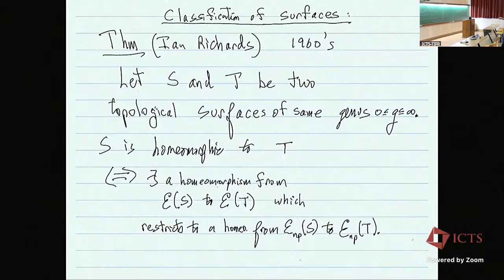What this says is, if you start with two surfaces that have the same genus, which could be infinite, then they're homeomorphic if and only if there's a homeomorphism between the space of ends which, when you restrict it to the non-planar ones, is also a homeomorphism. The one direction is clear, and then the work is in the other direction.